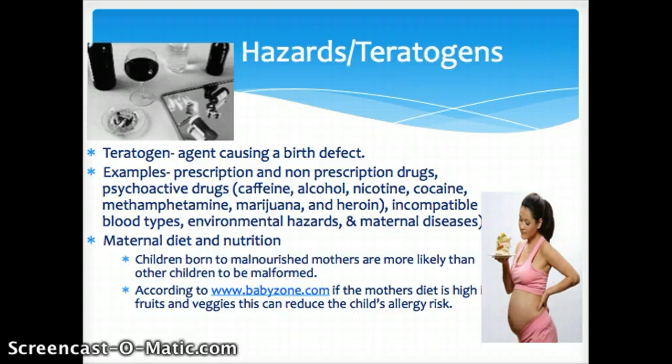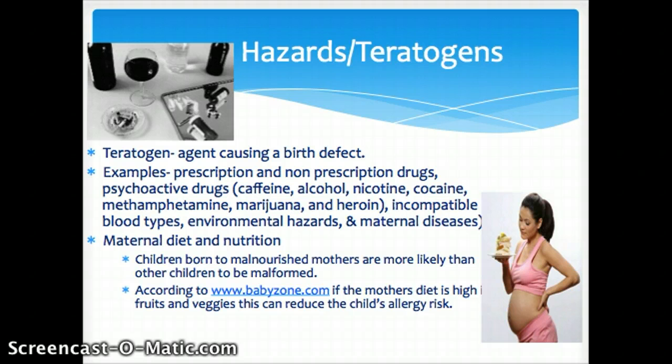If the mother drinks alcohol during her pregnancy, the child can be born with fetal alcohol spectrum disorder. Abnormalities of this disorder include facial deformities and defective limbs, face, and heart. Most of the time, these children have learning disabilities as well. A few more examples of these include incompatible blood types, environmental hazards, and maternal diseases. Maternal diet and nutrition also plays a large role in this.